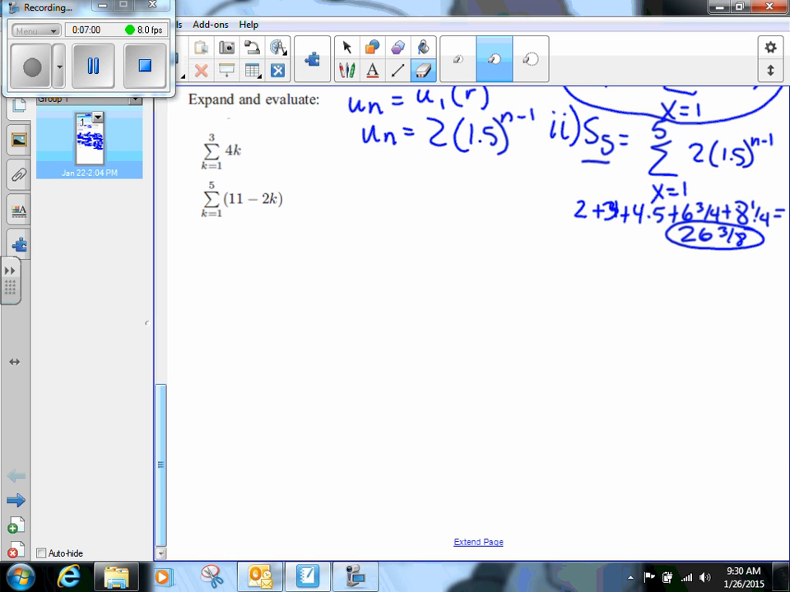Now the last example I want to go over is this expand and evaluate. So this is if I come up with my sigma notation first. So these are 2 different questions. And then if I have to do it by hand, what values does that represent?